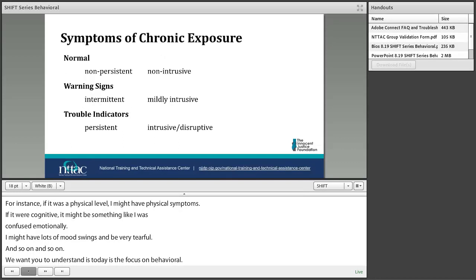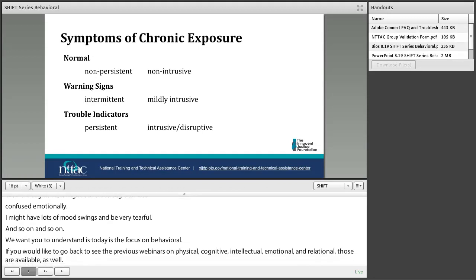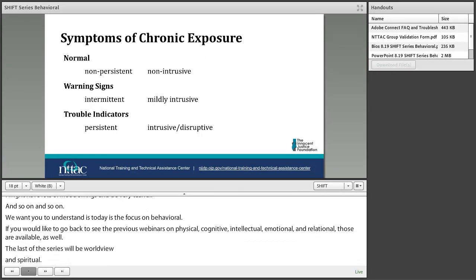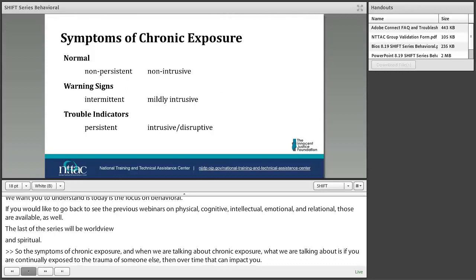So the symptoms of chronic exposure, and when we're talking about chronic exposure, what we're talking about is if you are continually exposed to the trauma of someone else, then over time, that can impact you. Now, if you have a normal response, then you can see something traumatic or hear something traumatic, but the image or the sound of that doesn't stick with you and doesn't come back into your brain.